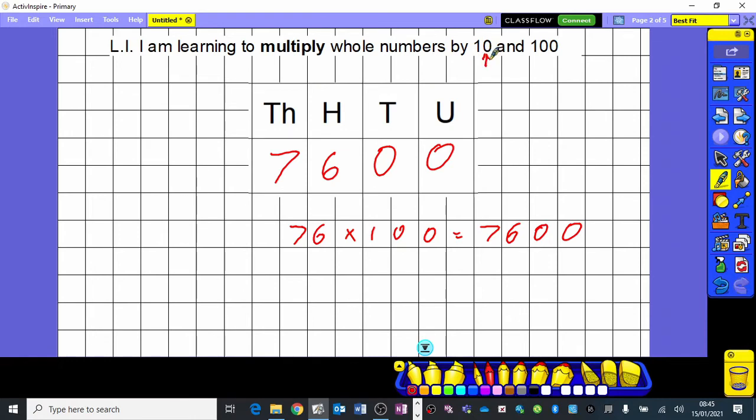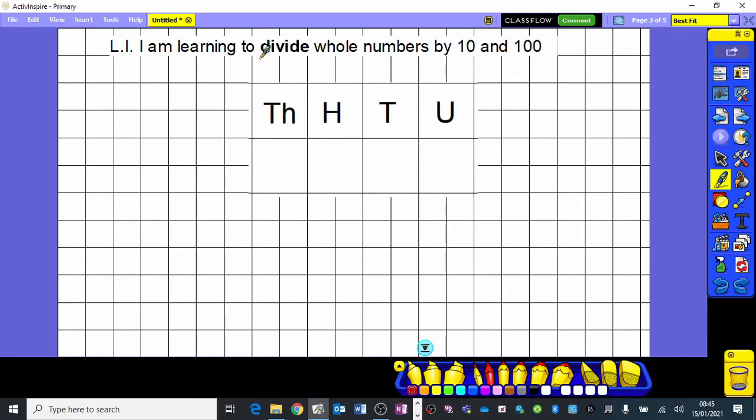So that's multiplying by tens and hundreds. 10 has 1 zero, so we move everything up by one place. 100 has 2 zeros, so we're going to move everything up by 2 places. Lastly, let's look at dividing whole numbers by tens and hundreds. Now, this is actually just as easy. We know that dividing is just the opposite of multiplication. So if multiplying a number makes it become bigger, dividing a number will make it become smaller.